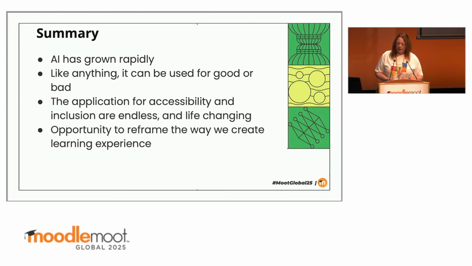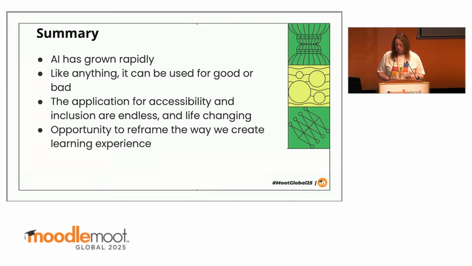So in summary, AI has grown rapidly, we all knew that, but like anything, it can be used for good or bad, and we have an opportunity to harness a lot of different AI options to use them for good. And I think that that's really important, and I think that that only happens if we collectively share ideas about ways that we've been able to use AI in a really positive way. The application for accessibility and inclusion, those applications are endless. There's so much that we could be doing, and they're actually really life-changing for people who have traditionally not had access to education for a variety of reasons.